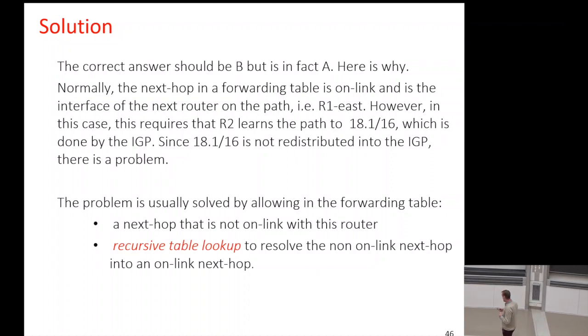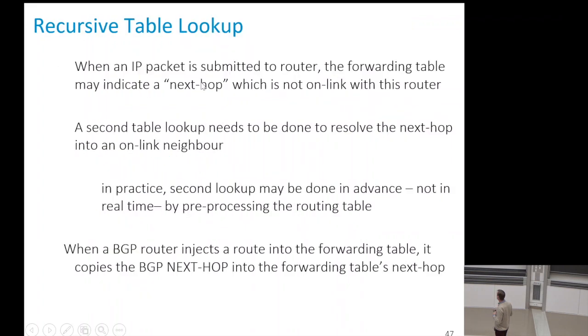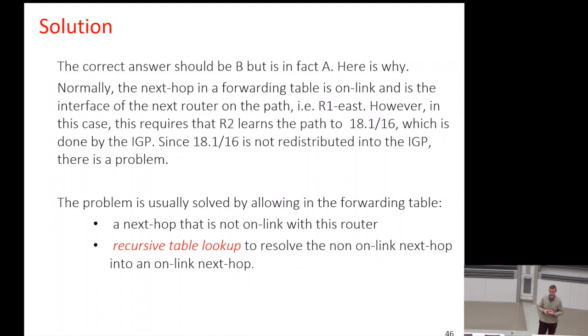Exactly in this case, what do I know? I am router R2. I know that for this destination, the next hop, which is the BGP next hop, which is a field written in the BGP routing information base, is 222. So it's very tempting to write into the routing table that the next hop in order to go there is 222. Right? If I do that, it works only if we allow what is called recursive table lookup.